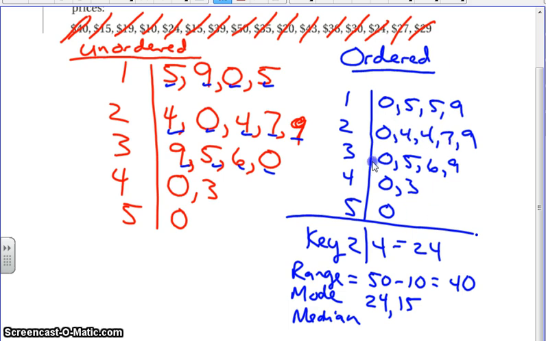We can just count the leaves. How many leaves are there? 16. There's 16 total leaves. So if we start from the very beginning, we would count how many places to find where the median is. 8. 1, 2, 3, 4, 5, 6, 7, 8. But because it's an even set of data, the median will be somewhere between the 8th and 9th, right? And so what are these numbers? 27, 29. Right, 27 and 29.